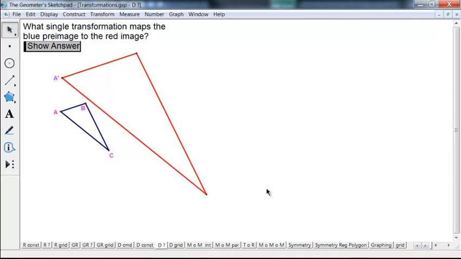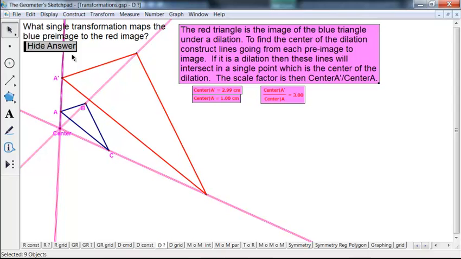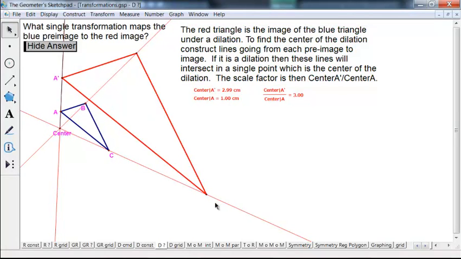Can we get this with a single transformation here? Well, clearly it's not an isometry. Perhaps it's a single dilation. Well, we know that if we just connect up pre-image to image point with a line, where those lines intersect is going to be the center of your transformation. So since those all do intersect in a single place, that will be the center of our dilation.